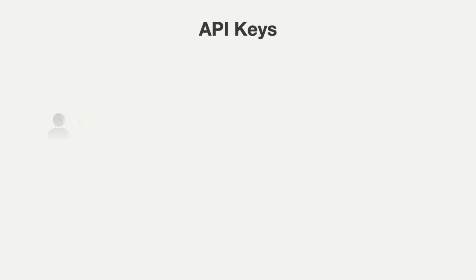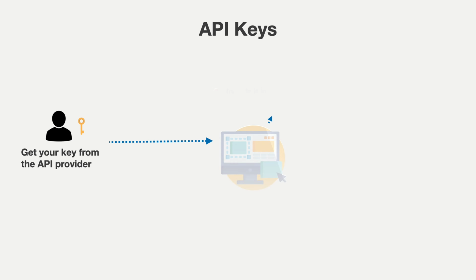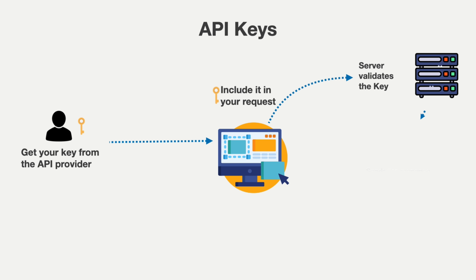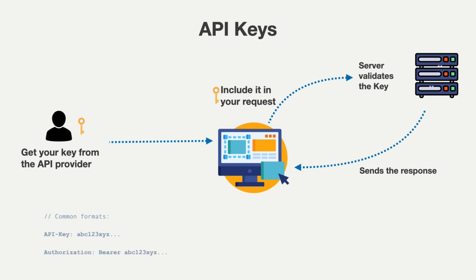You sign up with the API provider and get a unique key. You include that key in your request. Where exactly? Check the documentation. Some APIs want it in the header, some in the query parameter. The header name varies too. Then the server validates the key and responds. If the key is valid, you get your data. If it is invalid or missing, you get a 401 unauthorized error. Always check the docs for information on how to authenticate.